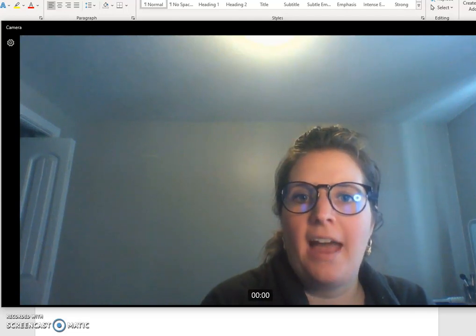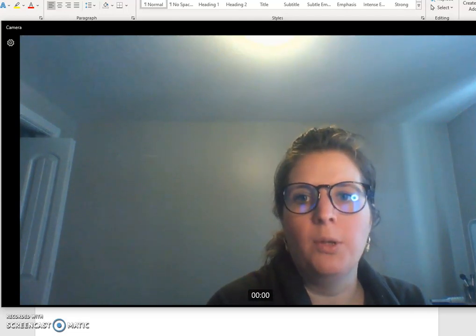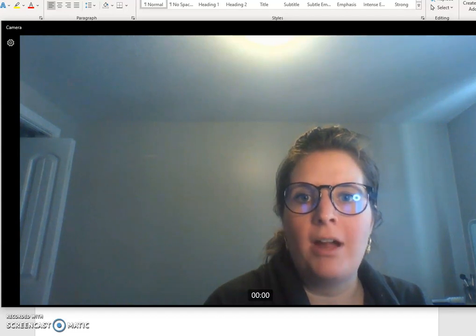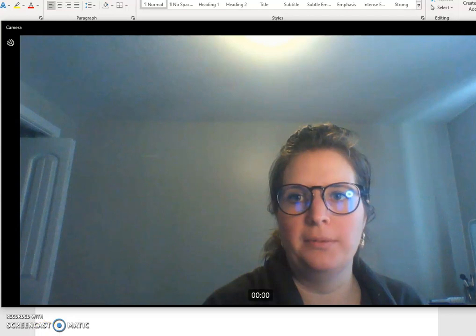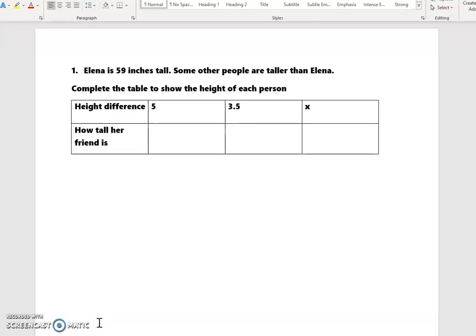Today we're going to start to see how we can apply algebra to real-world situations by writing equations using addition and multiplication. Okay, to start, we're going to be given a situation and we're going to fill in the table to figure out values for each of the situations.